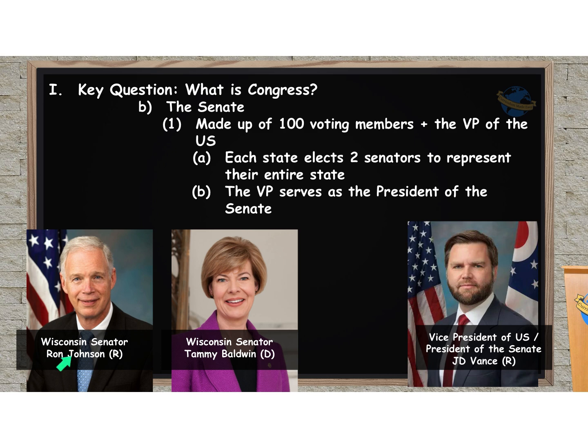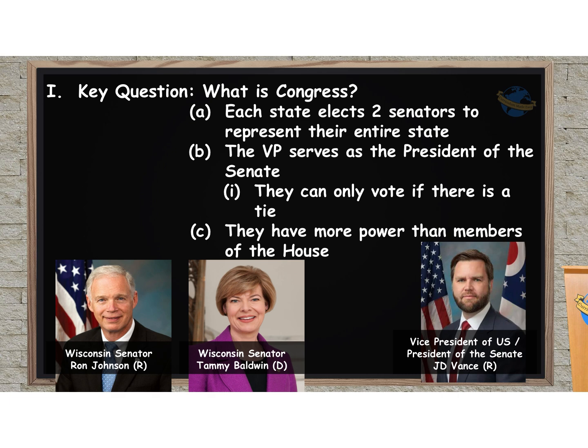Currently, Wisconsin Republican Ron Johnson and Democrat Tammy Baldwin represent Wisconsin in the U.S. Senate. J.D. Vance, the Vice President of the United States, serves as the President of the Senate. We'll talk more about what the President of the Senate does in our next lesson. For now, just know the President of the Senate is the Vice President of the United States, and that they only get to vote if there's a tie. Now, senators in general have more power than members of the House, but we'll get there in a little bit.